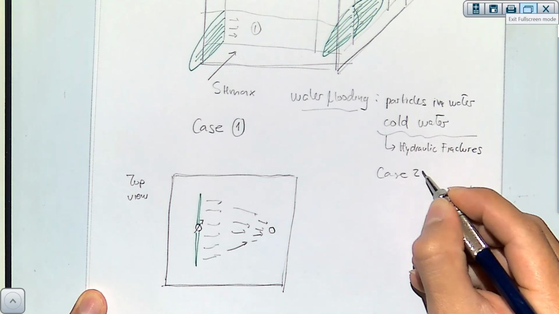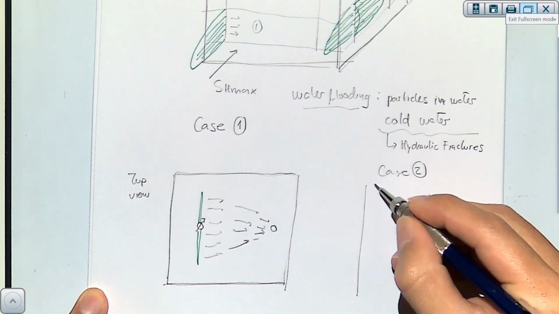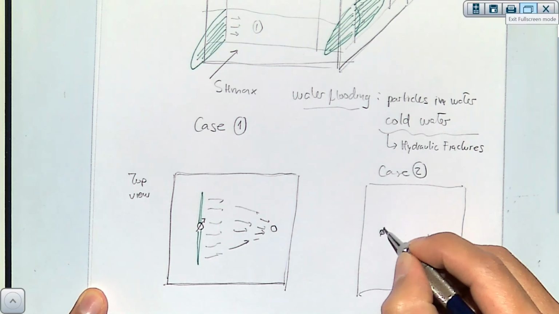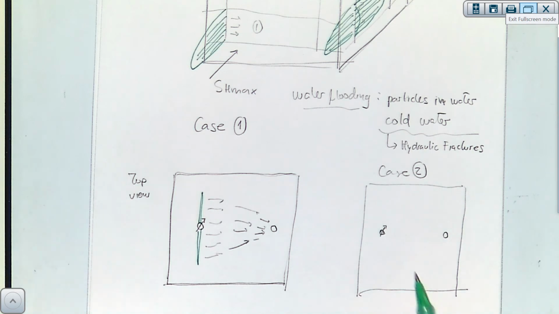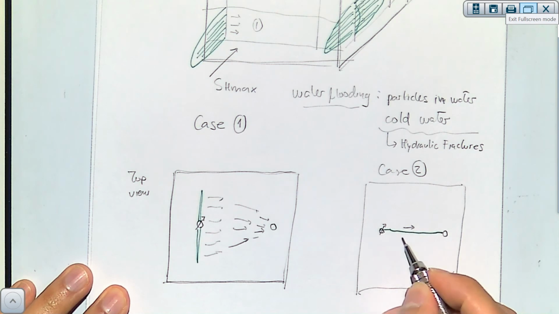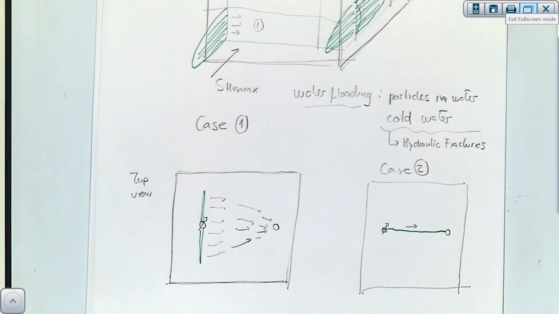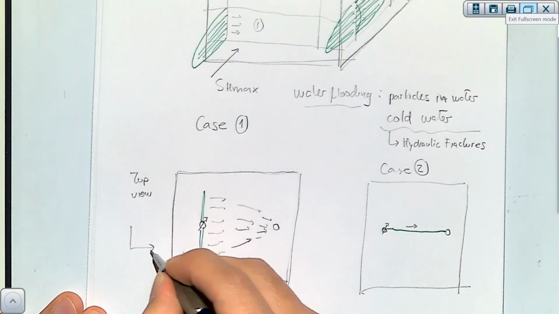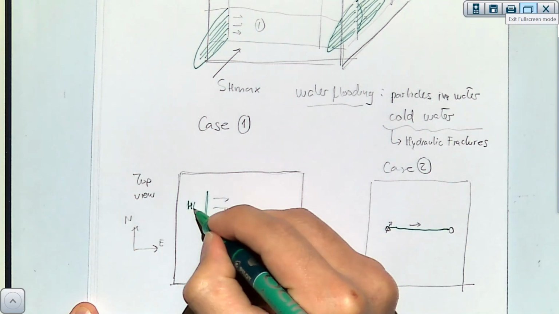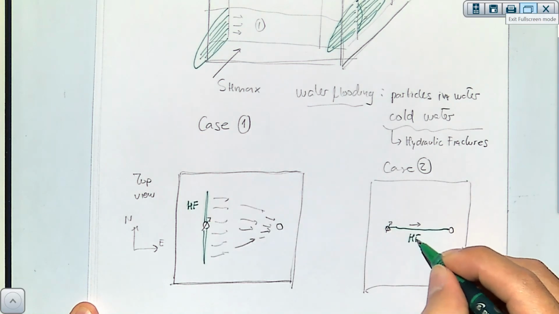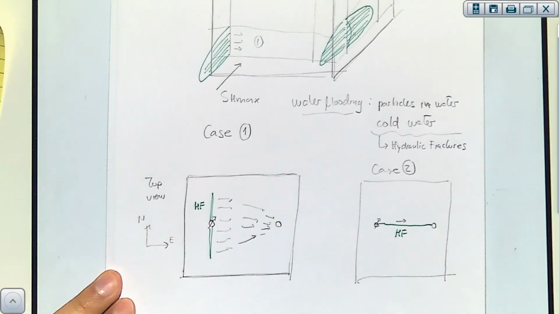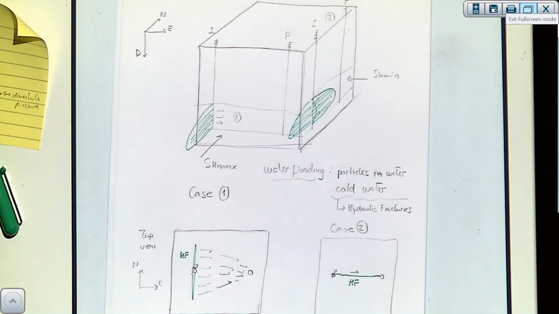Just for the sake of completeness, let's do that one too. Injector, producer. Now the fracture goes straight into the producer. And this is the east, this is the north. And in this case, this is a hydraulic fracture. Okay, so in this case, you can see that a fracture may not be that bad.